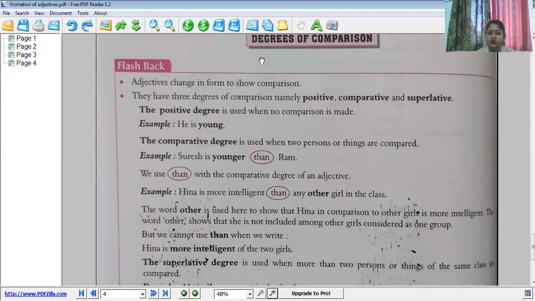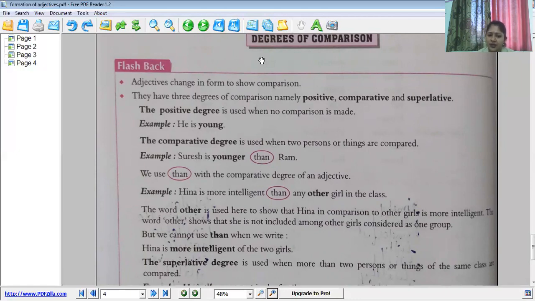Now, what is the positive degree used? Positive degree is used when no comparison is made in the sentence. For example, he is young. Okay, he or Radha is a happy girl. Okay, so there is no comparison done, so you will use the first degree of comparison, which is the positive degree.